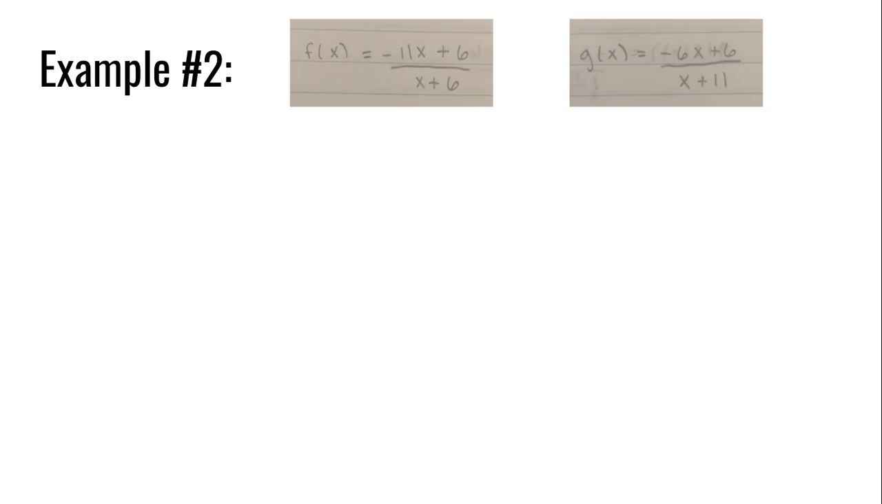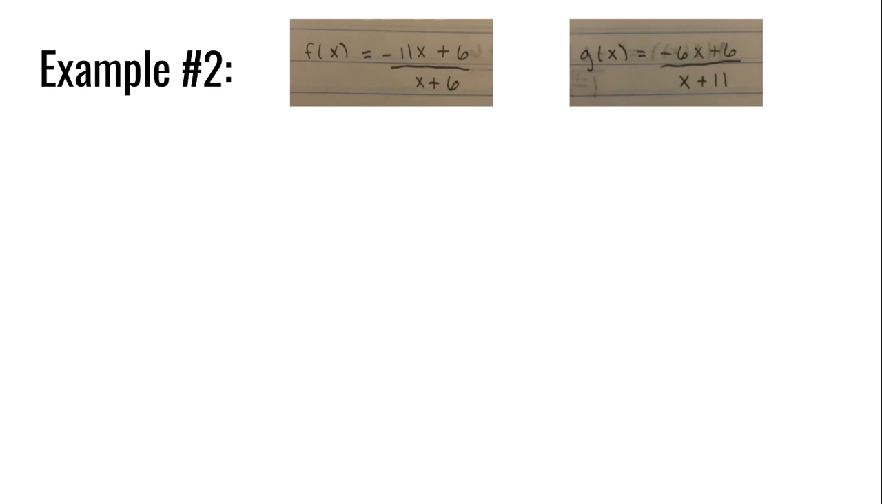For our next example, we're going to be seeing if two functions are inverses of one another, which means that we're going to be solving both equations for x. So for this example, we're going to be working with two functions. We're going to be working with f of x equals negative 11x plus 6 over x plus 6, and g of x equals negative 6x plus 6 over x plus 11.